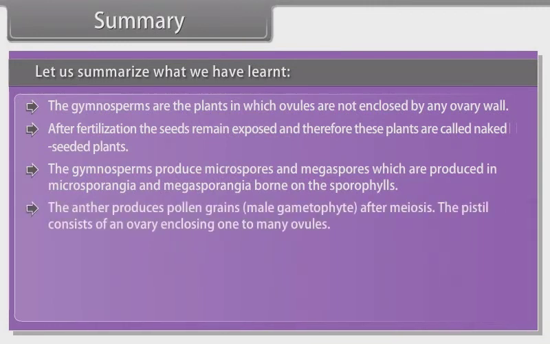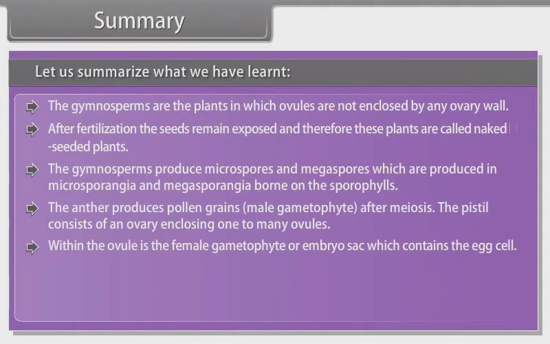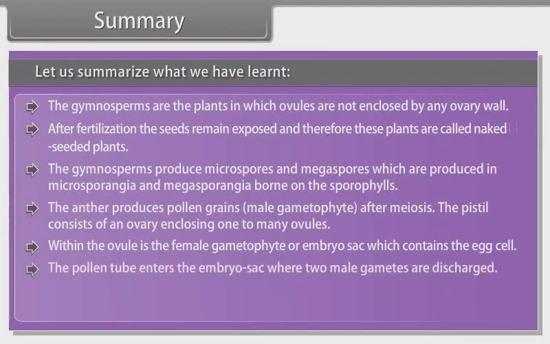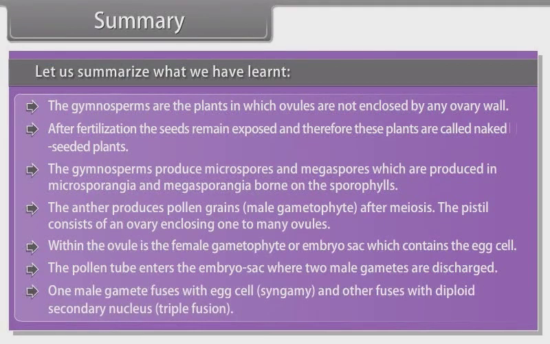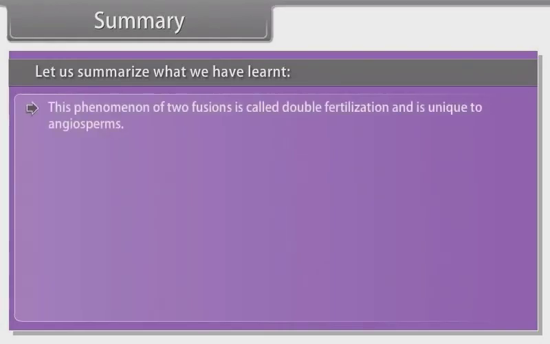The anther produces pollen grains, male gametophyte, after meiosis. The pistil consists of an ovary enclosing one to many ovules. Within the ovule is the female gametophyte or embryo sac, which contains the egg cell. The pollen tube enters the embryo sac, where two male gametes are discharged. One male gamete fuses with egg cell, syngamy, and the other fuses with diploid secondary nucleus, triple fusion. This phenomenon of two fusions is called double fertilization and is unique to angiosperms.